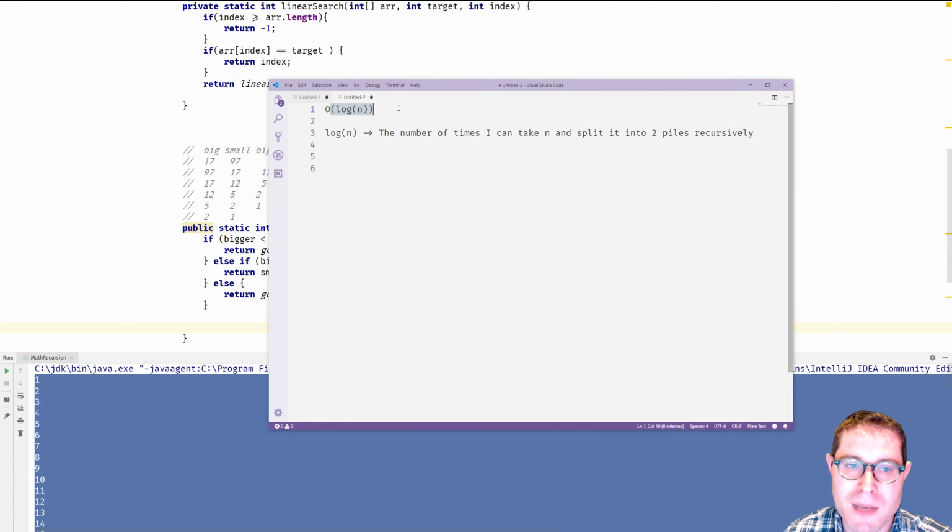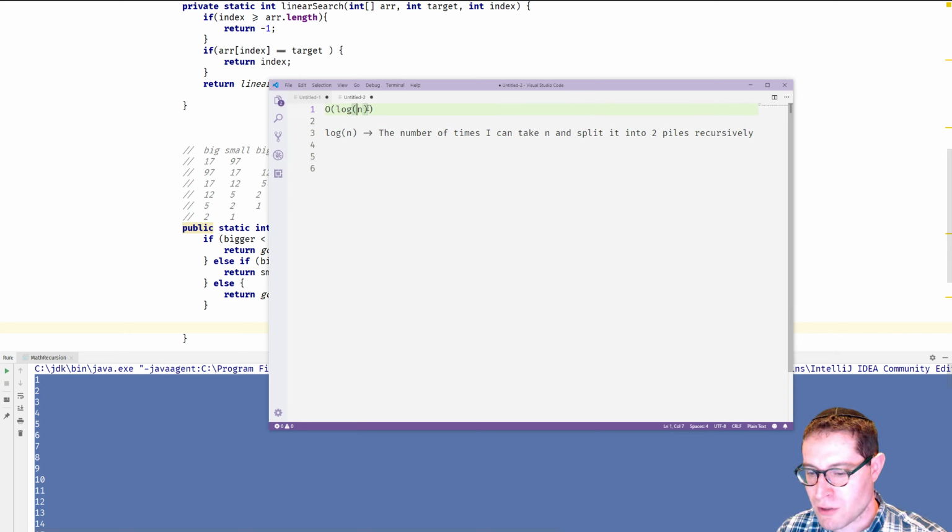What does that mean for big O log of n? That basically means that each step we halve the amount of space we have to search, the amount of space that we have to work with. That's what log of n means. Basically, each step we reduce the amount of work that we have to go through in half.